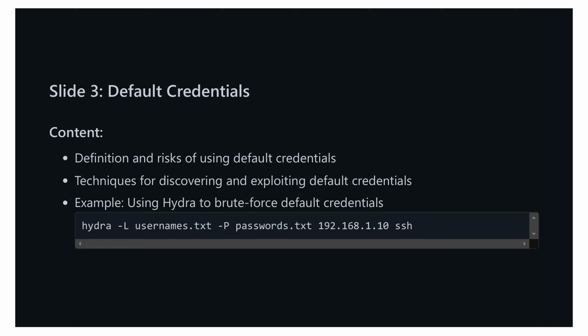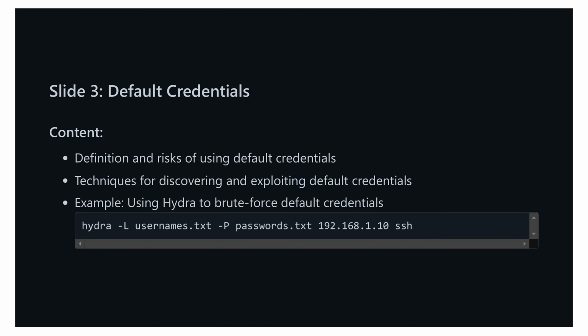For example, tools like Hydra can automate this process. In the command shown here, hydra -L usernames.txt -P passwords.txt 192.168.1.10 ssh, Hydra attempts to log in to an SSH server running on 192.168.1.10 using a list of potential usernames and passwords found in usernames.txt and passwords.txt.